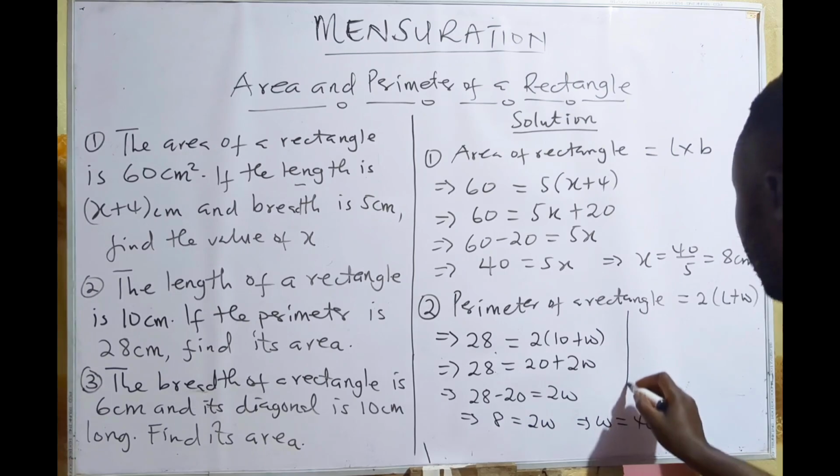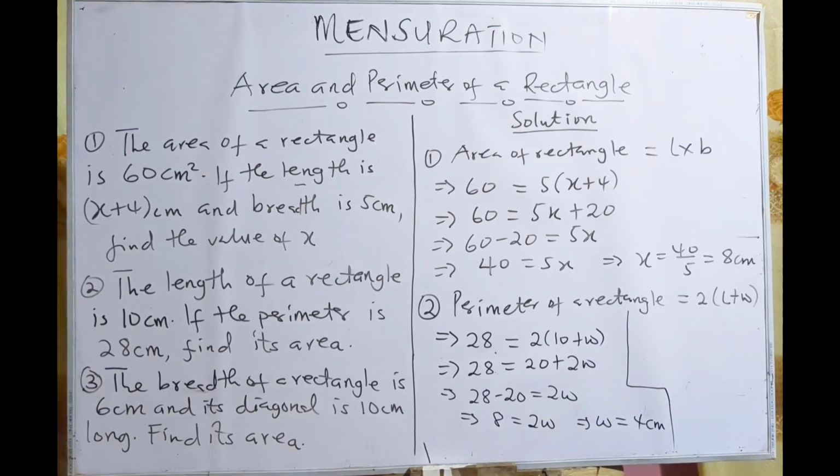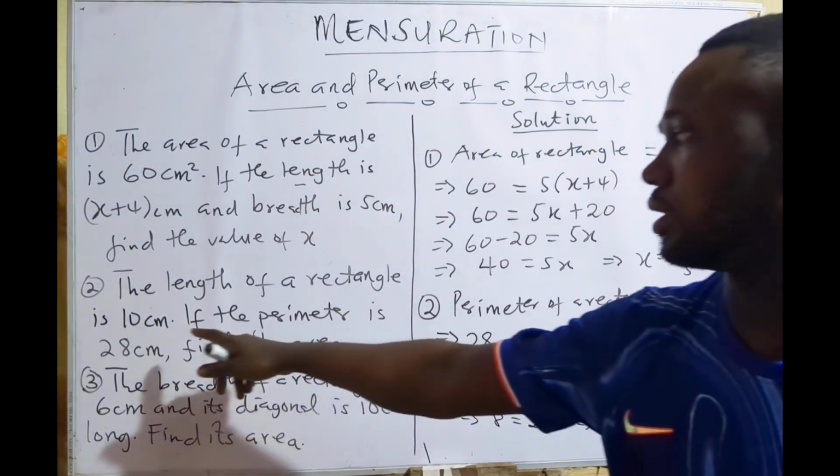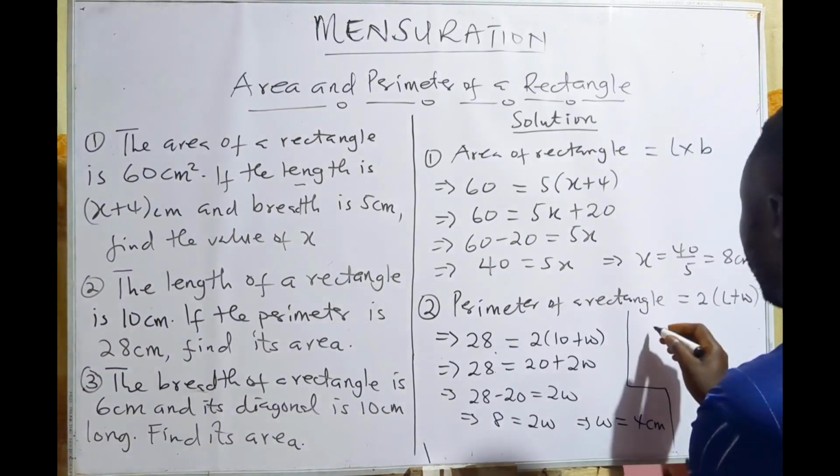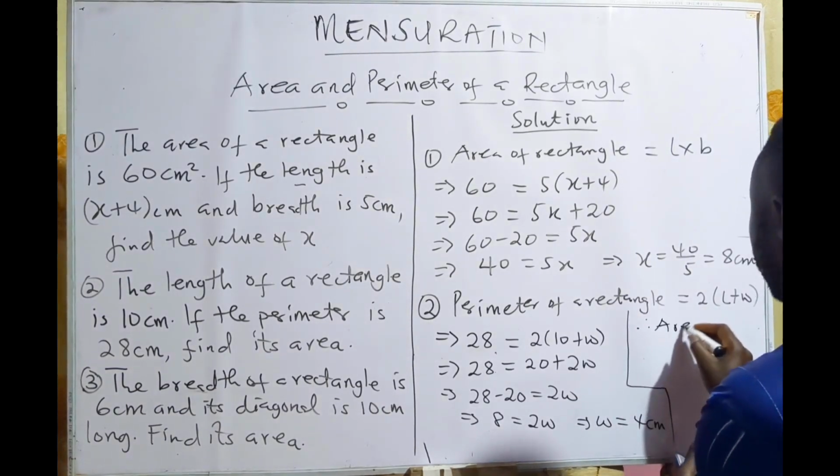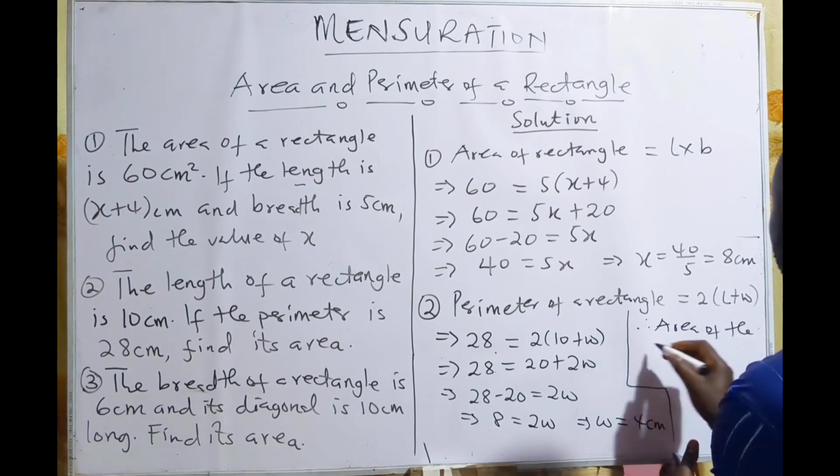Alright. And you are finding the area. So if the width is 4 centimeters and the length is 10, then what will be the area? Therefore, area of the rectangle.